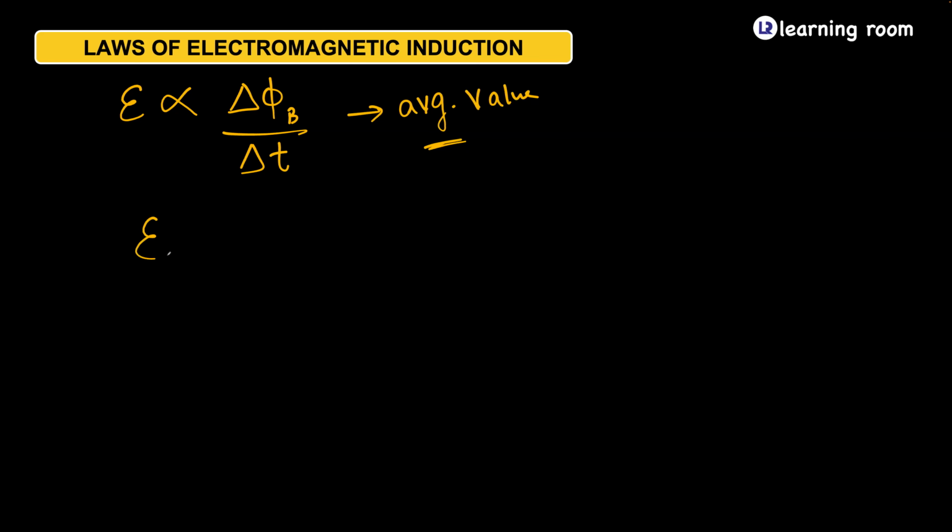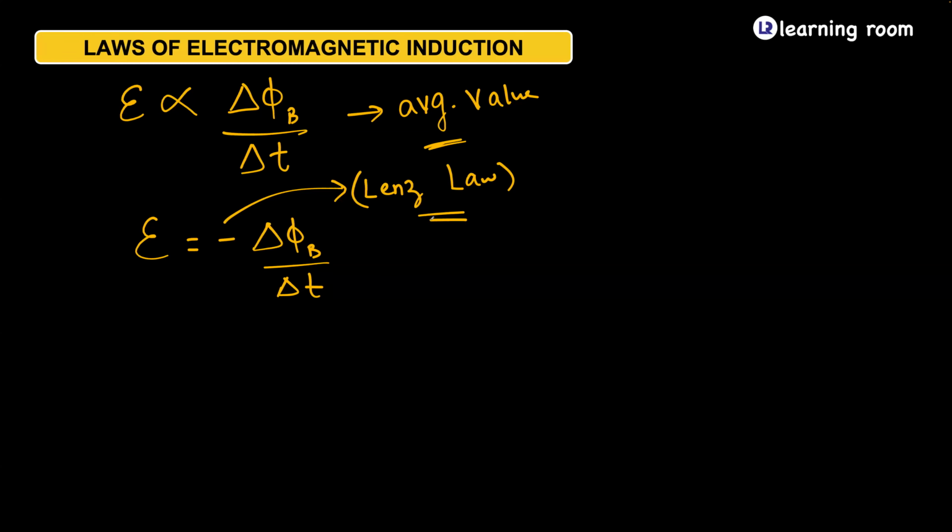Now, if you remove the proportionality symbol, the constant that we introduce is -1. So it is going to be minus delta phi B divided by delta t. And this negative sign is an indication of another law called Lenz's law. So there are 2 laws we'll be learning in this chapter. One is Faraday's law of electromagnetic induction, and the second is Lenz's law. These 2 are the building blocks of this chapter, and both of them work together. They are not individually treated. That's what is given in this mathematical expression.